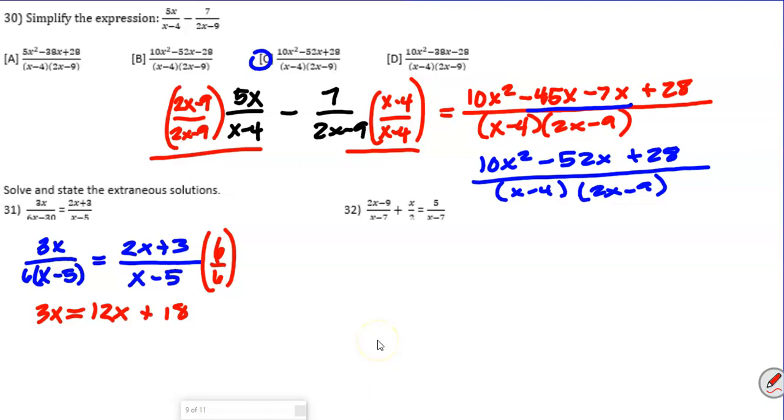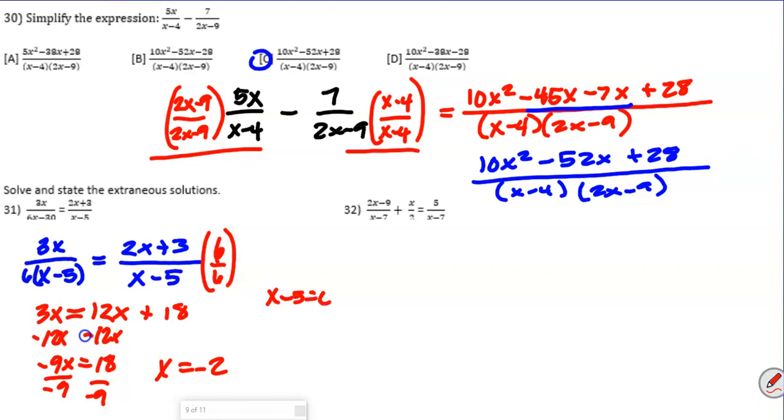So I'm just going to subtract 12x from both sides. So that's going to give me minus 9x is equal to 18. Divide both sides by negative 9. So x is equal to negative 2. And to make sure that that's not an extraneous solution, we're just going to set this x minus 5 equal to 0. So x cannot equal 5. So that was our solution.